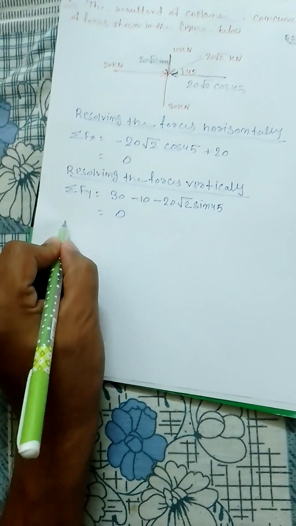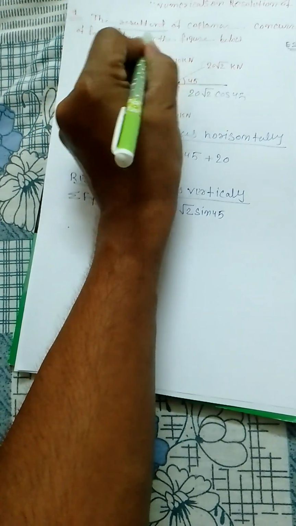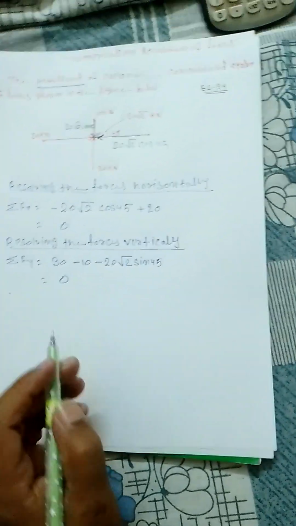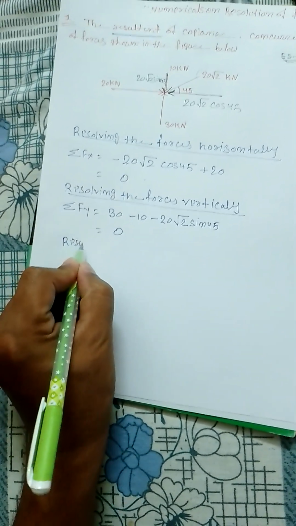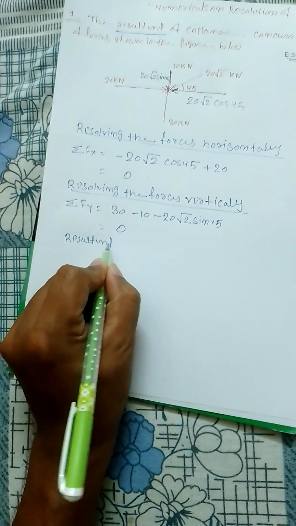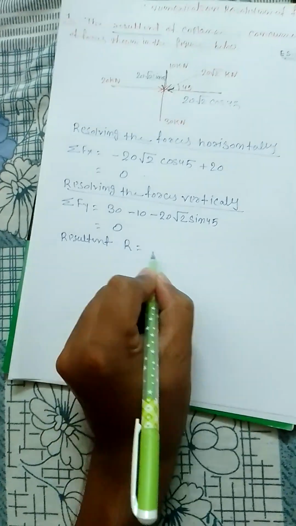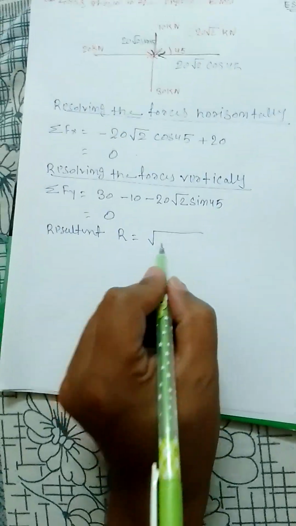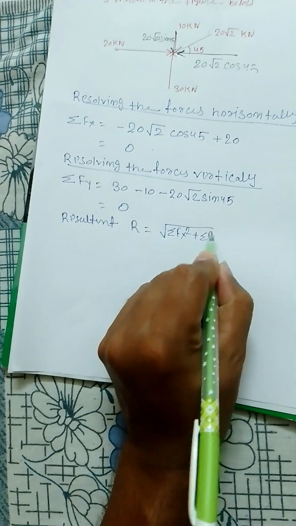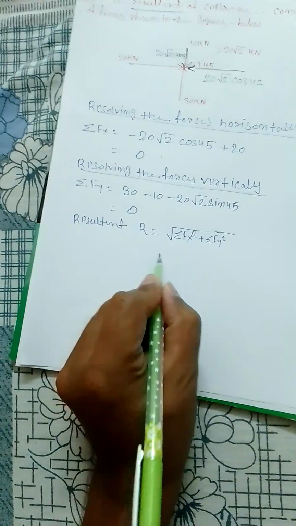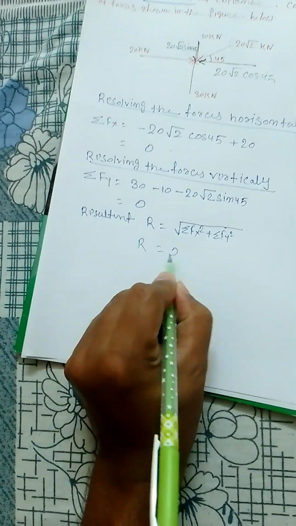Then we get the resultant, that is, we have to find the resultant of the given forces. So the resultant is what? We denote the resultant by R, which is equal to the root of summation of Fx square plus summation of Fy square. So it is nothing but 0.